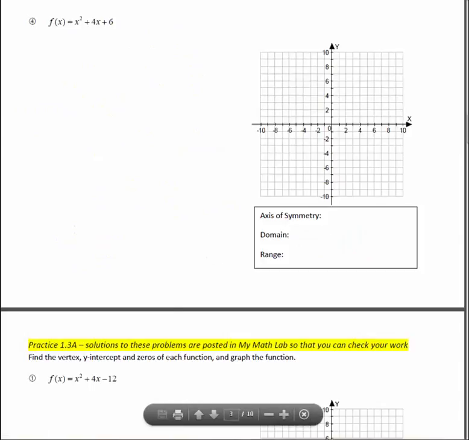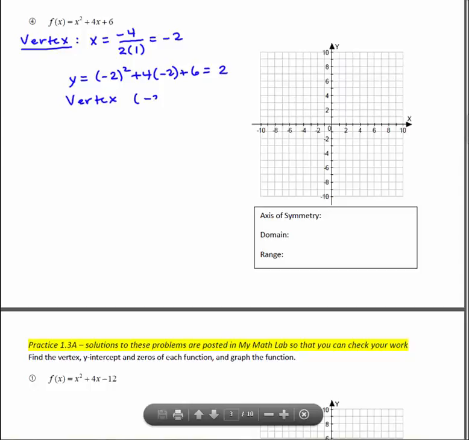All right, we have one last example here. And looking at this, there's one kind of different thing that's going to happen here. So let's first of all start by doing the same thing. We want to find the vertex. X is minus b, negative 4, over 2 times a, which is 1, giving me an x value of negative 2. Plugging that in, our y will be negative 2 squared, plus 4 times negative 2, plus 6, which just came out to positive 2. So our vertex is negative 2, 2.